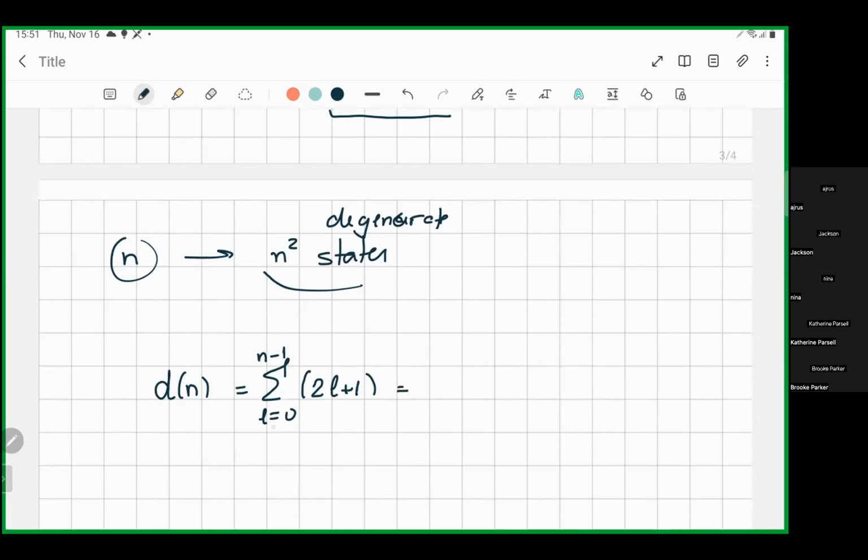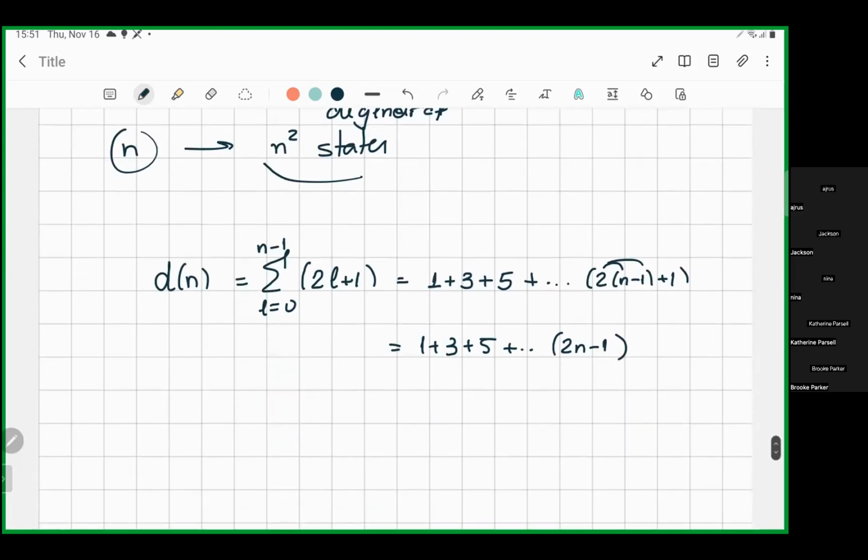So if L is 0, we have number 1. If L is 1, we have 3. If L is 2, we have 5. So you see, we are summing just odd numbers, all the way to 2(n minus 1) plus 1. Okay, so what is this? The sum is 1 plus 3 plus 5, all the way to 2(n minus 1) plus 1.